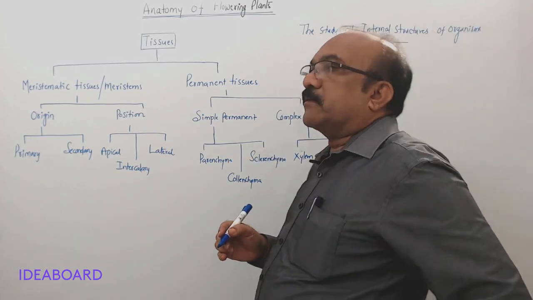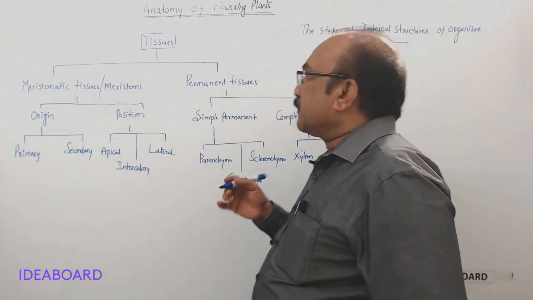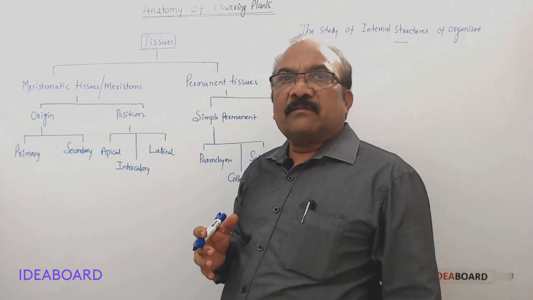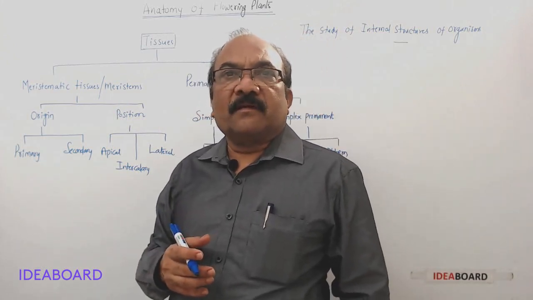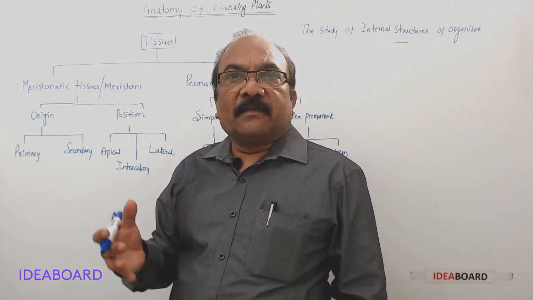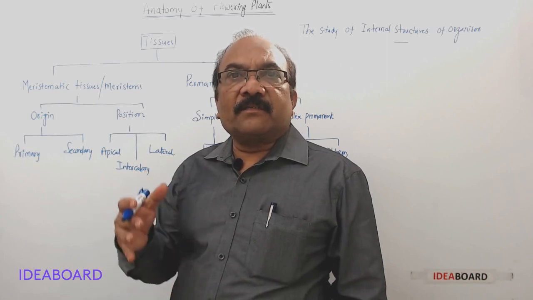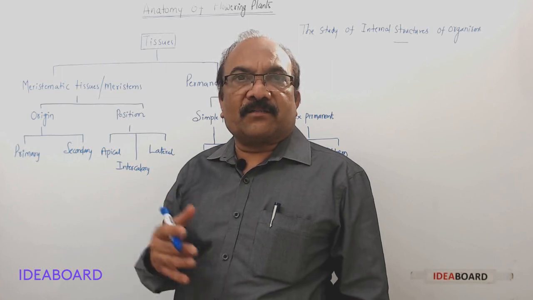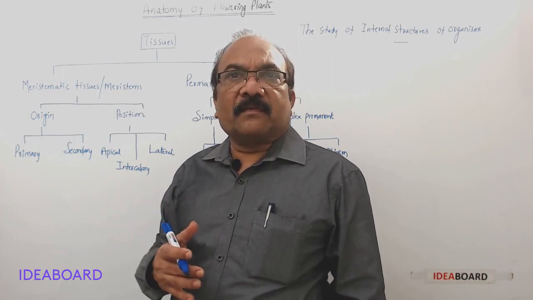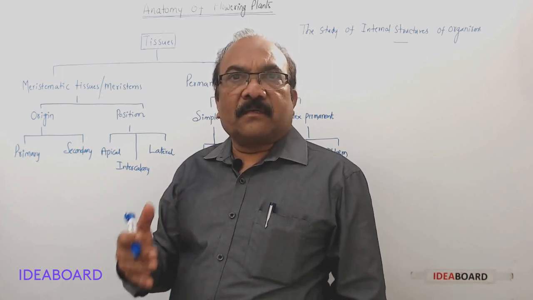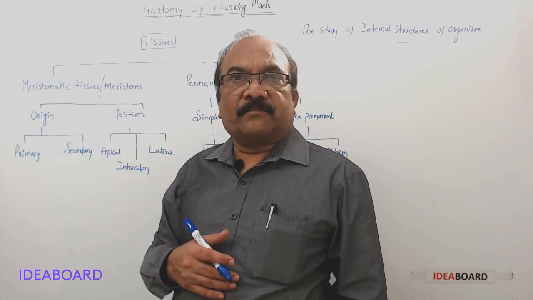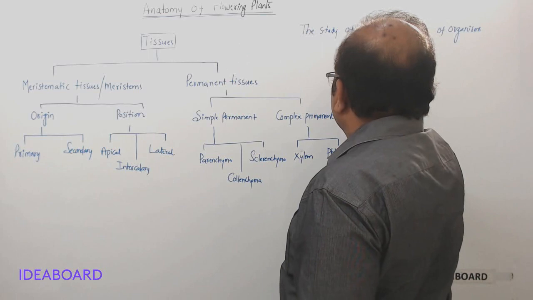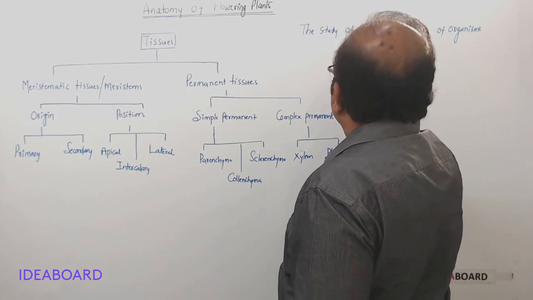is called anatomy. In this we will discuss about different types of tissues, tissue systems, and the internal organization of these tissues and tissue systems in various parts of the plants, especially like roots, stems, and leaves. First, we will discuss about the tissues.